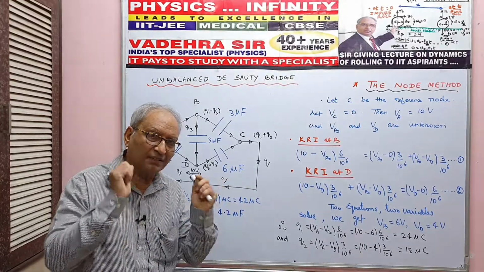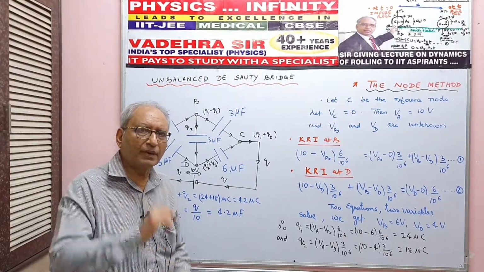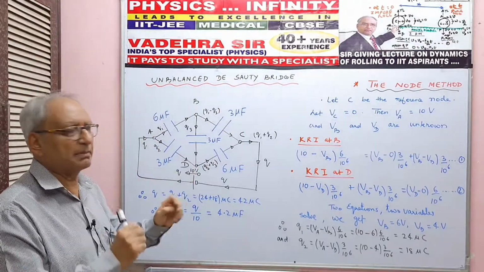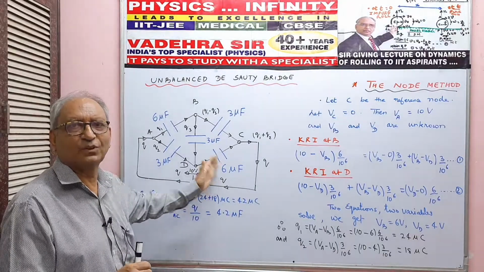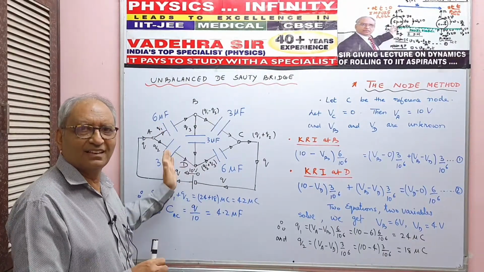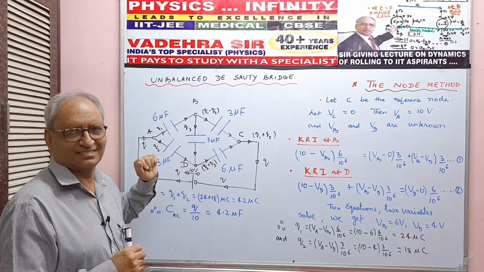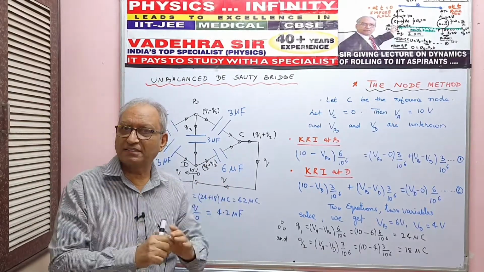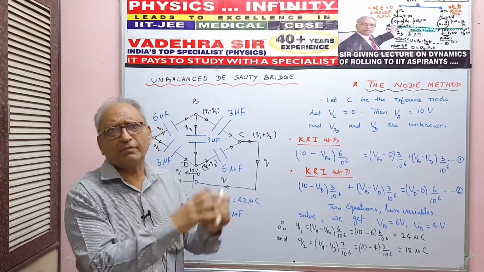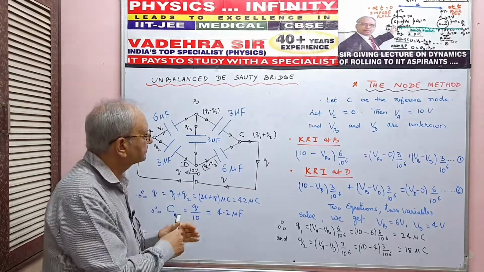But if it is unbalanced, now here what I am doing, the bridge is unbalanced. 6, 3, 3, 6. Look at the ratio. 6, 3, 3, 6. The bridge is not balanced. Now when the bridge is not balanced, and if I want you to analyze, I can frame questions on this.